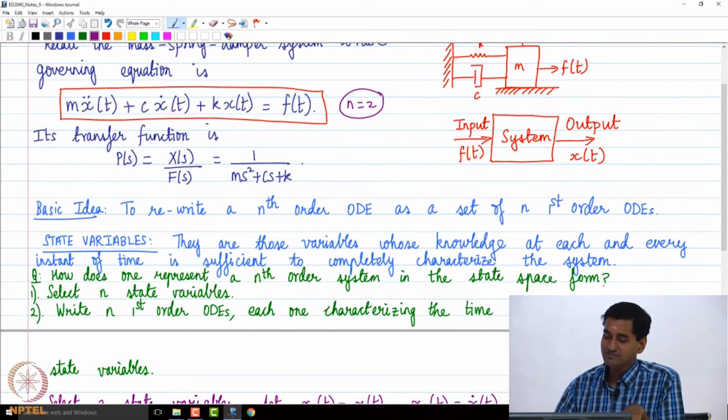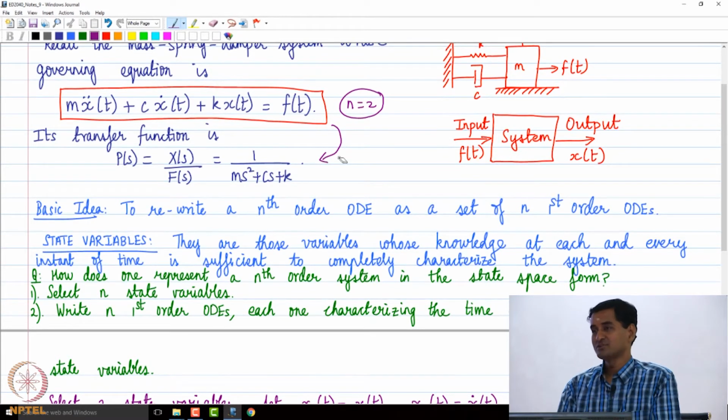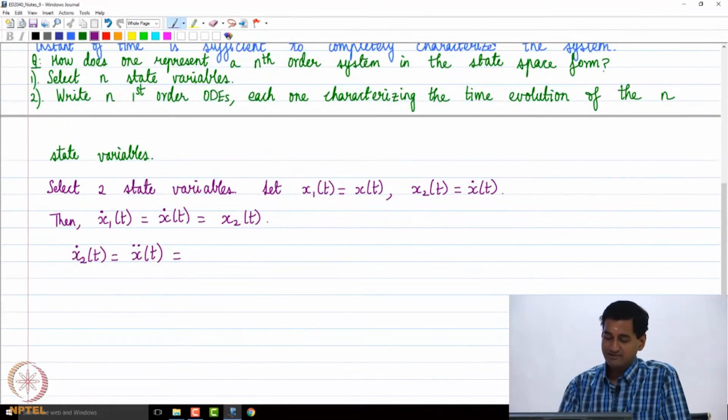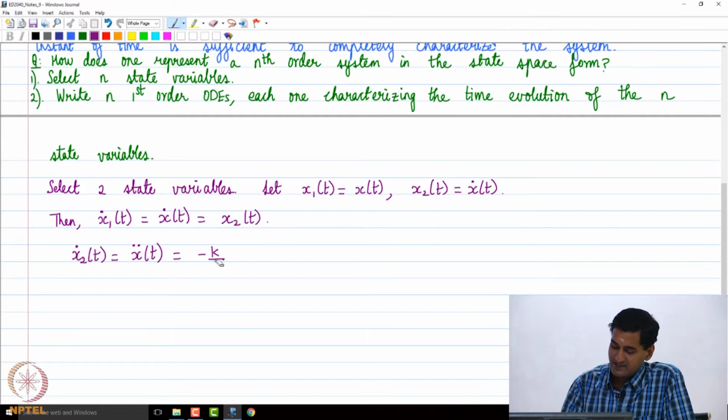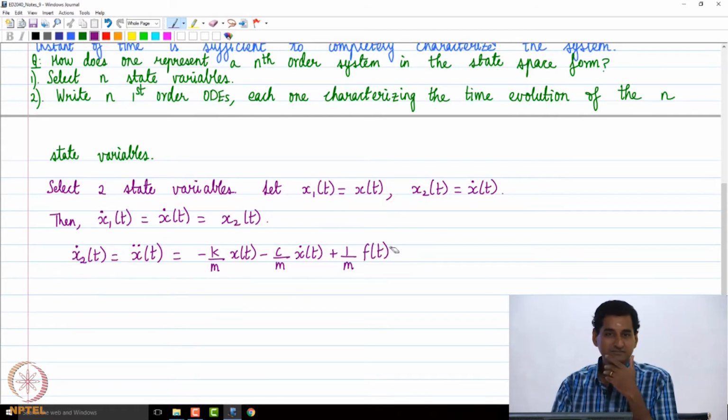See how did we get the transfer function? The transfer function came from the governing equation of motion. We use the governing equation of motion for the system to derive the transfer function, did we not? Similarly, we have to use it for the state space representation also. So, from the governing equation of motion, I can write x double dot as minus k divided by m x of t minus c divided by m x dot of t plus 1 divided by m f of t. Am I correct? I just rearranged terms.